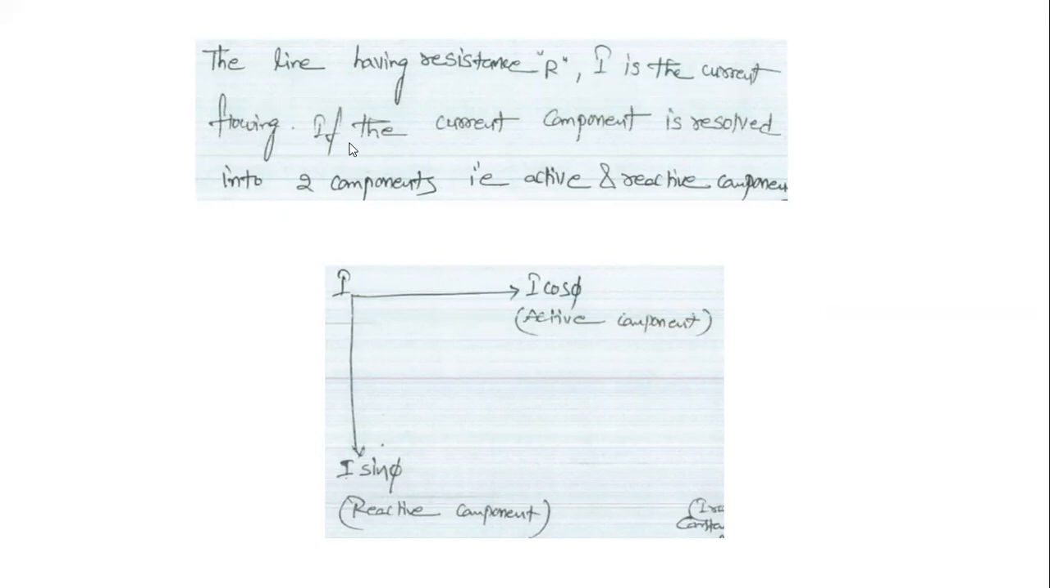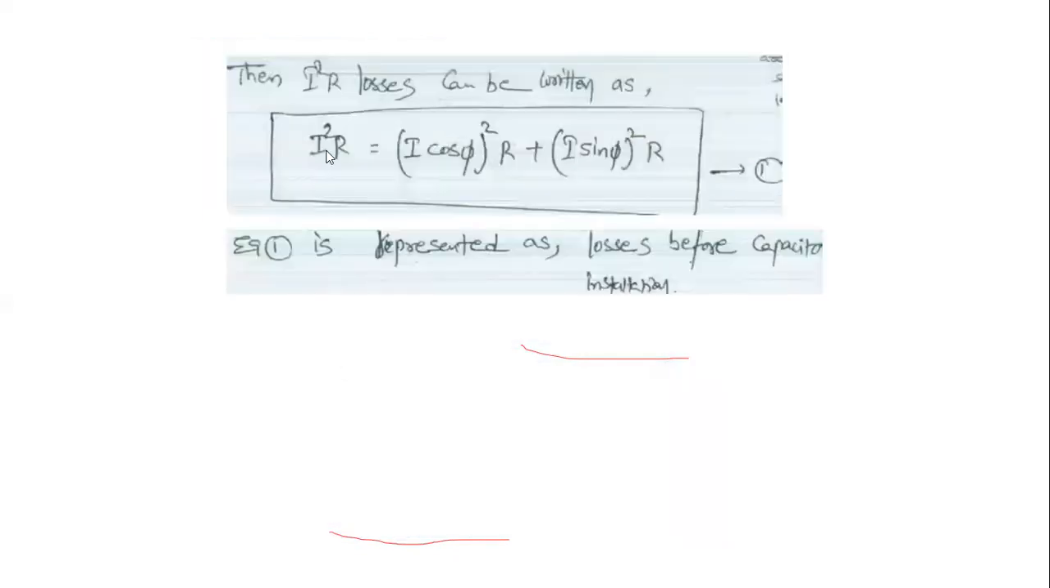If the current is resolved into two components, the first one is the active component and the second one is the reactive component. So when we take this line having the resistance and the current flowing through it, the current is resolved into the active current and the reactive current.